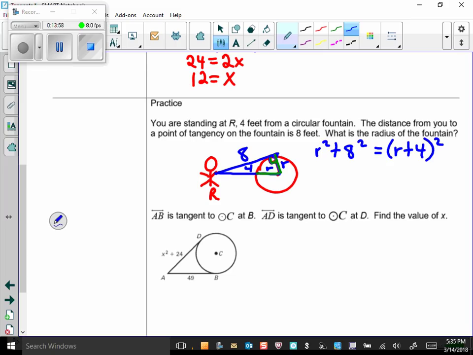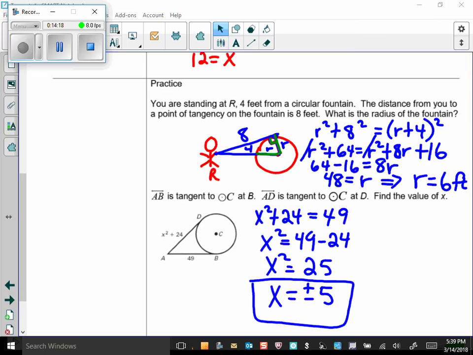I want you to pause right here. Finish this problem and do the next 2 problems, and then come back and check them.